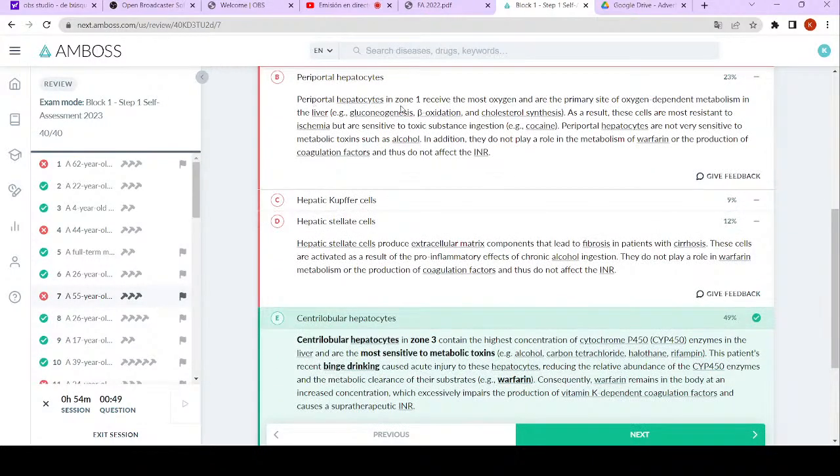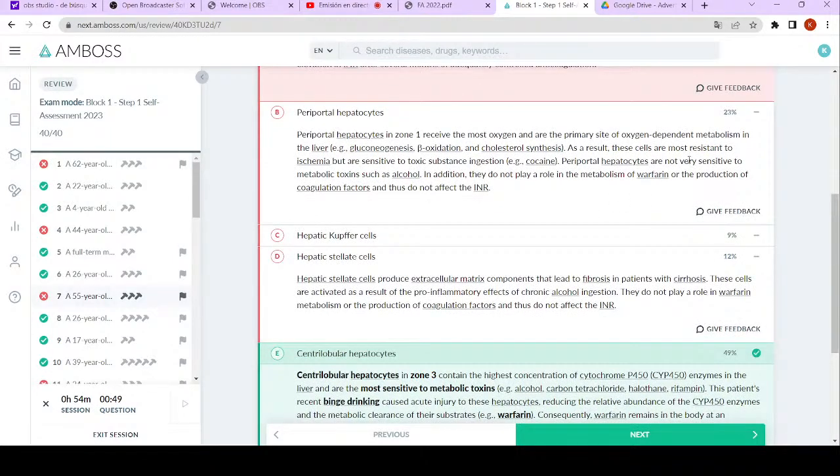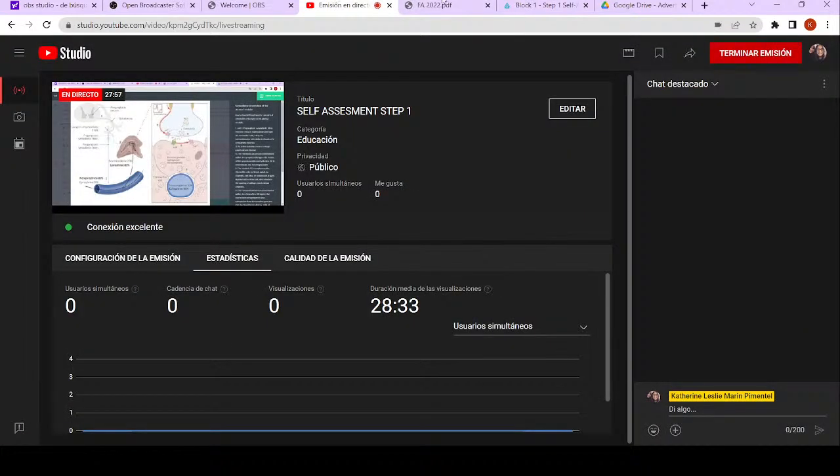Periportal hepatocytes, so near the portal, are zone 1. And as I told you, this is not the place of the INR actually, but there's like cocaine and all this stuff. Cocaine, but not alcohol. Well, cocaine and viral hepatitis actually. Okay.